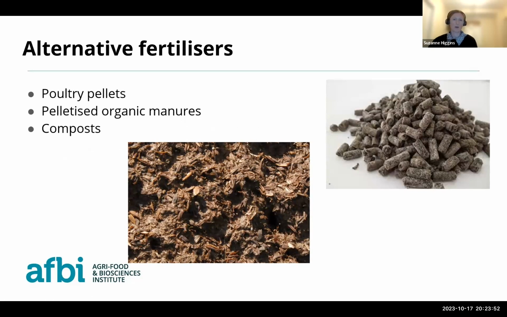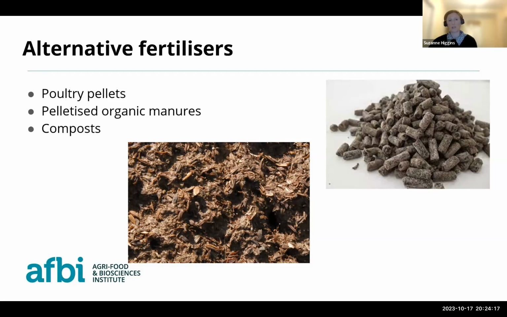So we're doing quite a lot of trials in AFBI looking at each of these products and the benefits of them. It's more difficult for grassland because some of these products are very dry. If you spread it on grassland, it can sit just on the surface of the grass. It doesn't absorb as easily as slurry would. But for an arable system, you can plow some of these composts into the soil, and it's actually very beneficial for an arable field.